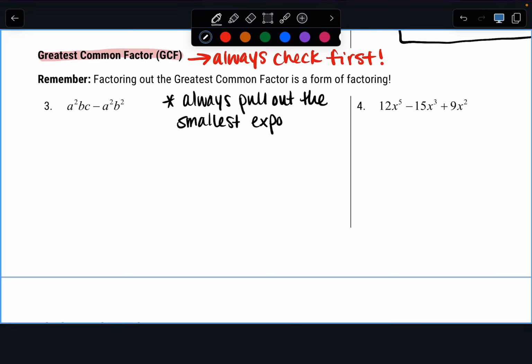Whenever I list the greatest common factor for example 3, I look at variable A, and I look at the 2 that I have, and you always pick the smaller one. In this case, they both have an A to the power of 2. So A to the power of 2 is a part of my greatest common factor.